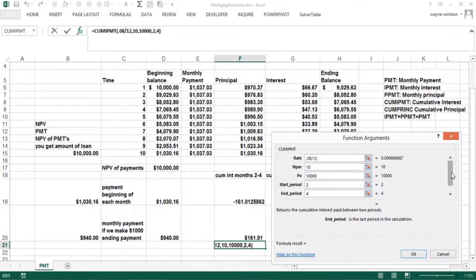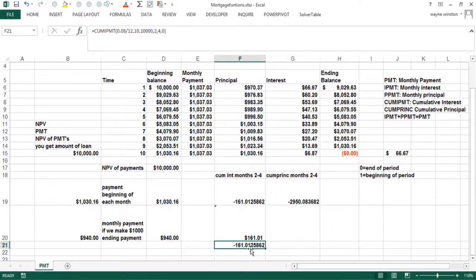I've got to scroll down. It's end of the month payments, so I'll put a 0 there. Now it's going to make that negative, but it's right. See, minus 161.01. Now what goes to principal in months 2 through 4?